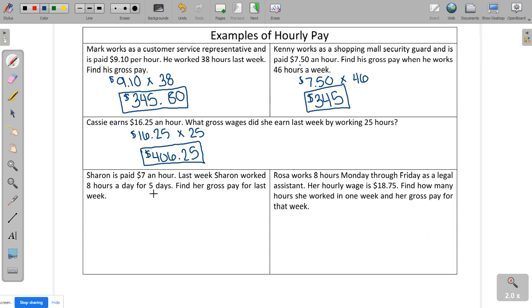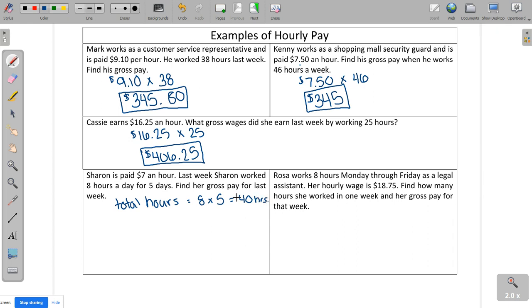Okay, the next one. Sharon is paid $7 an hour. Last week, she worked 8 hours a day for 5 days. Find her gross pay last week. So we need to figure out how many hours she worked, so the total hours. She worked 8 hours a day for 5 days, so we're going to do 8 and multiply it by 5. So when we multiply that, we get 40 hours.